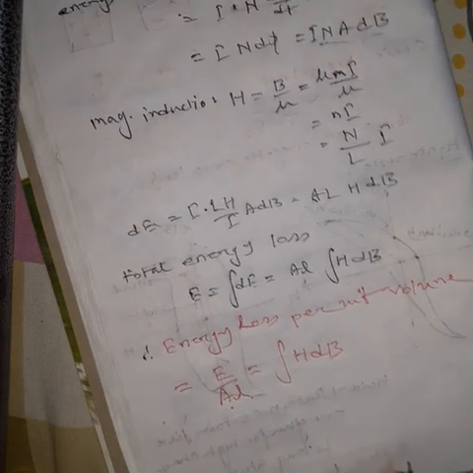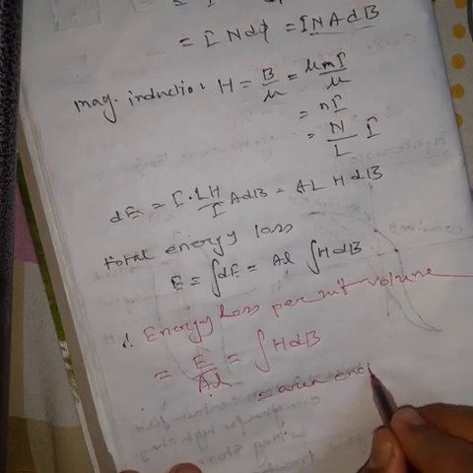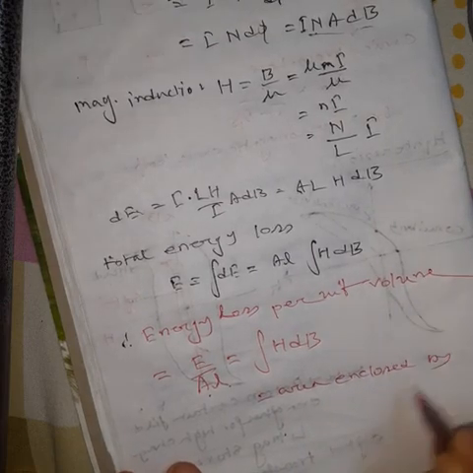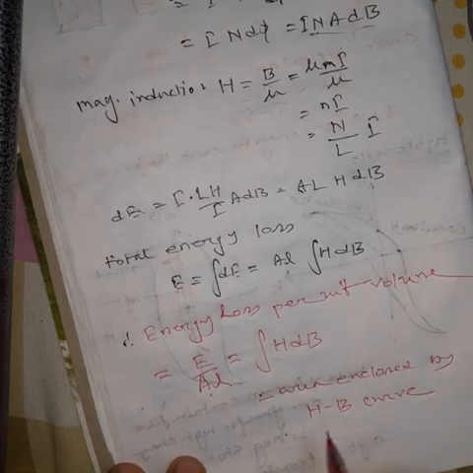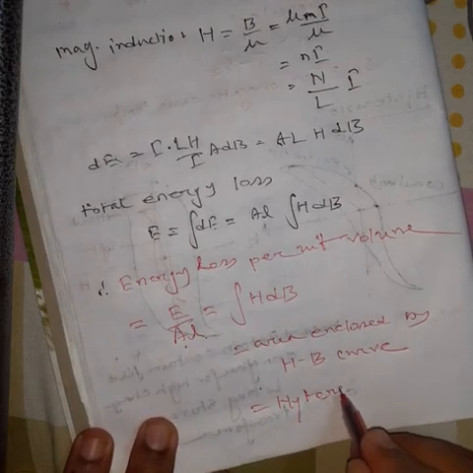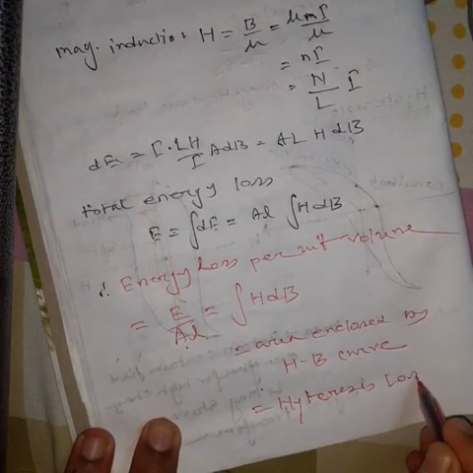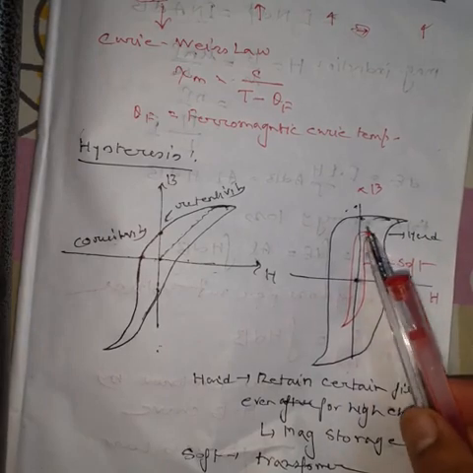What is this H dB? This is nothing but the area enclosed by the HB curve. And this is called the hysteresis loss. So that means if the area of the curve is more, then the hysteresis loss is more. If the area of the curve is less, then the hysteresis loss is less.